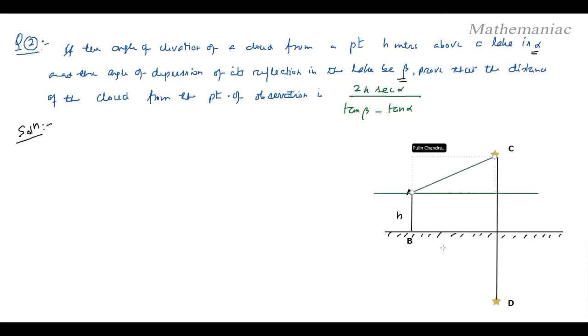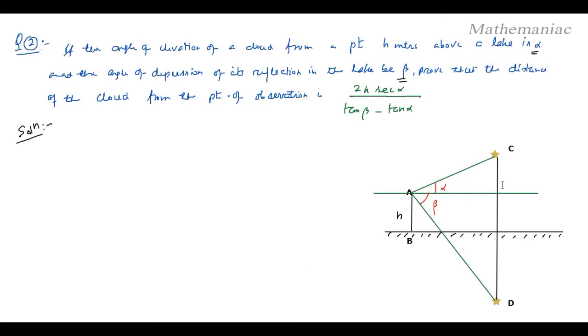Then this point and this line and this line. And you mark the angles. Now you mark the angles. This angle is given as alpha. This angle is given as beta. Fine. So the problem is already ready.